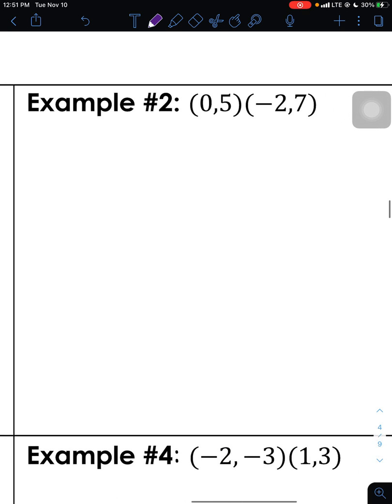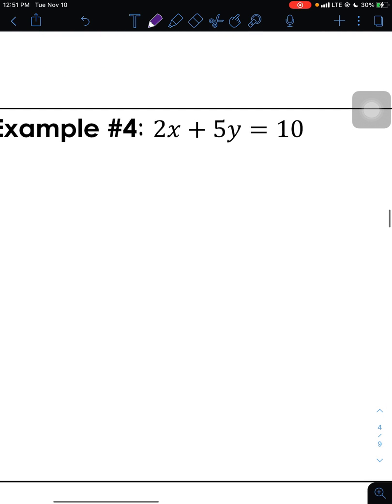Let's take a look at the next example. We have 2x plus 5y equals 10. Now, we know how to do it real easy when it's in slope-intercept form, but in standard form, there's not really a way to quickly identify what the slope is. But what we can do is put this standard form equation into slope-intercept form. So that's what we're going to do.